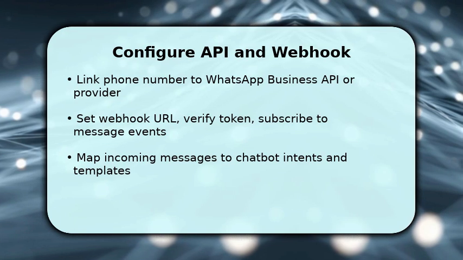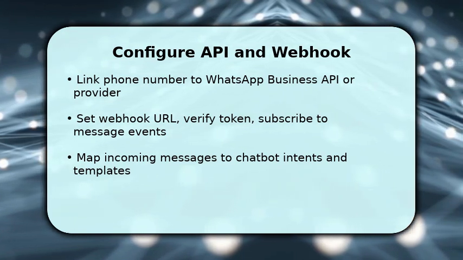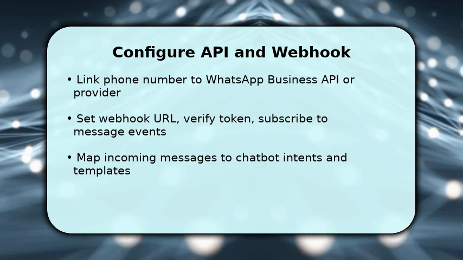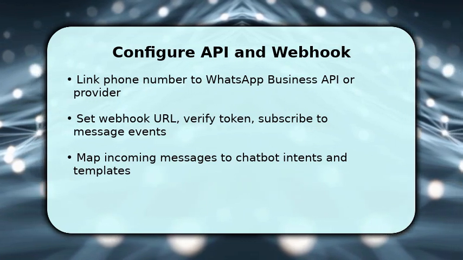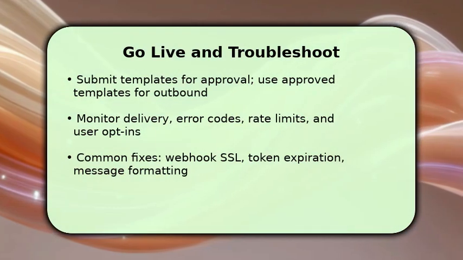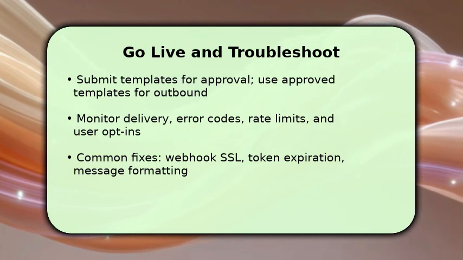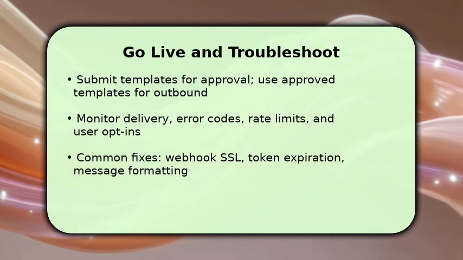Test end-to-end with a sandbox or test number, and log requests so you can iterate on payload. To go live, submit message templates for approval and ensure compliance with WhatsApp policies. Use those templates for outbound notifications.